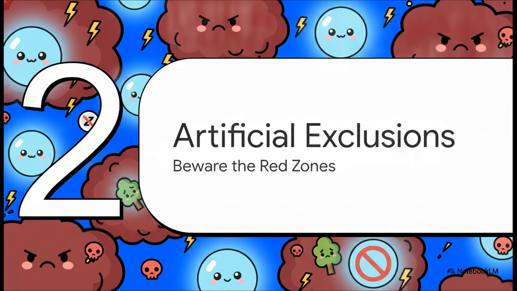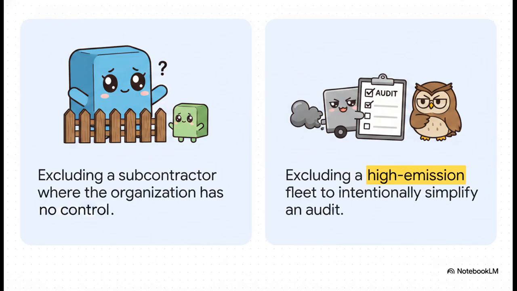Moving on to part 2, the danger of artificial exclusions. You know, auditors are constantly looking for what happens in the dark red zones that sit just outside your official borders. Are companies trying to hide their dirtiest operations right off the map? Let's look at the difference here. A justified exclusion might be a subcontractor's internal operations, specifically where you have absolutely zero operational control. Totally fair.